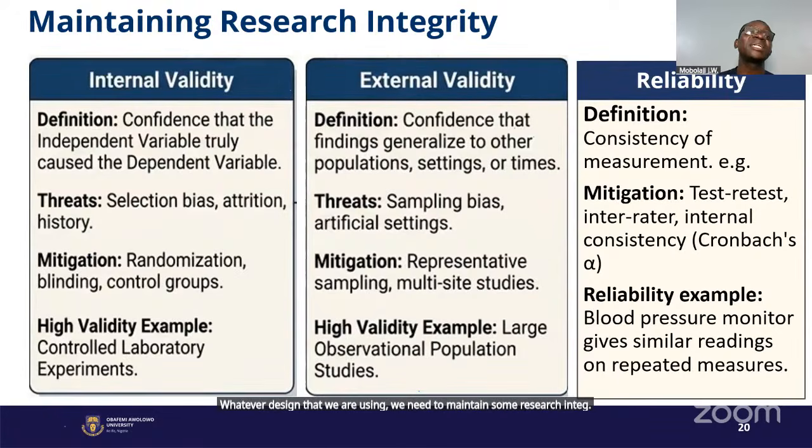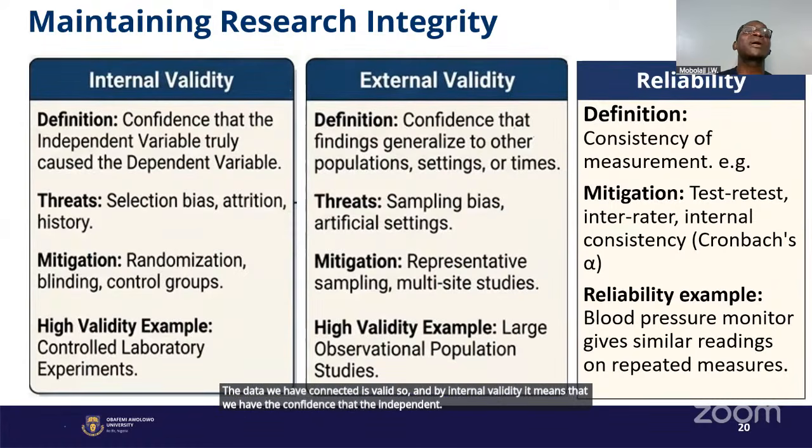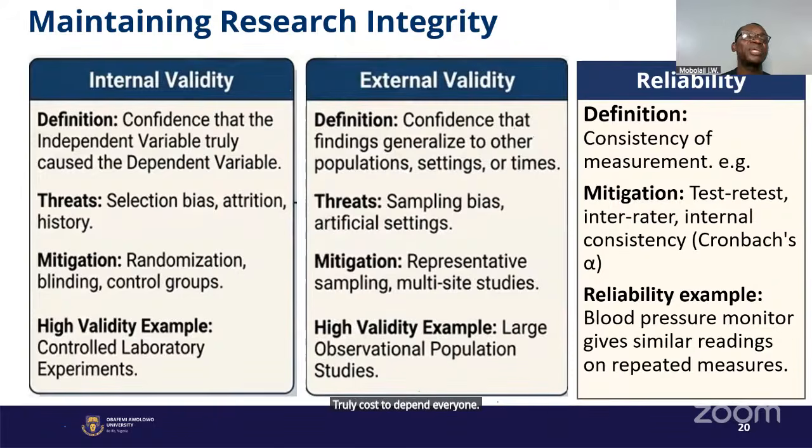And one of it is the internal validity. We need to ensure that the design is valid, the data we have collected is valid. By internal validity, it means we have the confidence that the independent variable truly caused the dependent variable. So we need to be sure of that. And one of the threats to this internal validity is selection bias and attrition, or some histories.